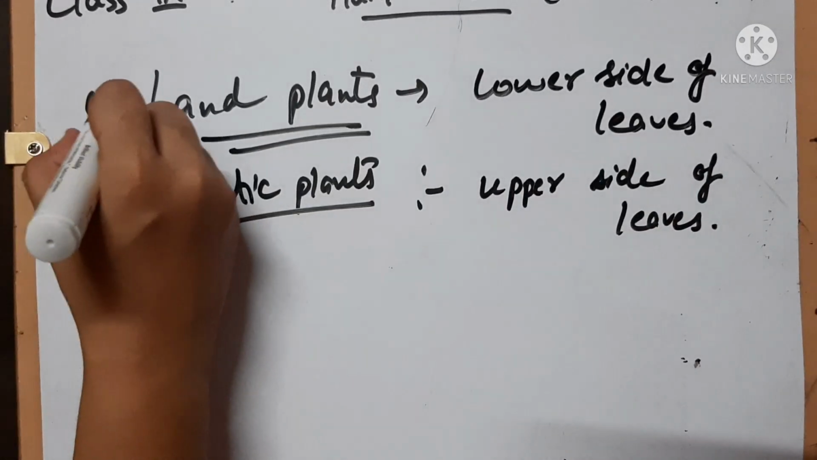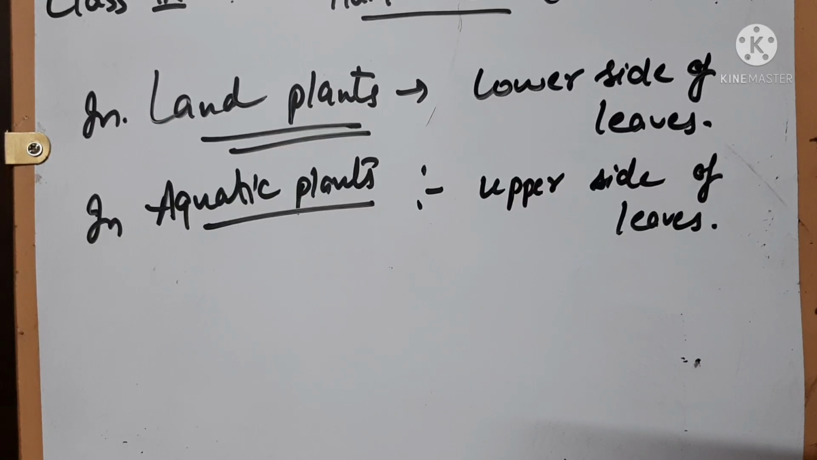Okay, I hope यहाँ तक सबको समझ आ गया होगा. In the land plants, स्टोमेटा कहाँ प्रेजेंट होता है? लोअर साइड पे लीफ की, और एक्वेटिक प्लांट में स्टोमेटा प्रेजेंट होता है लीफ के अपर साइड पे. सो अब तक हमने क्या क्या देख लिया? हमने एपिडर्मिस देख लिया, एपिडर्मिक सेल्स के कुछ कैरेक्टरिस्टिक्स देख लिए, डायग्राम की हेल्प से उसको समझा.